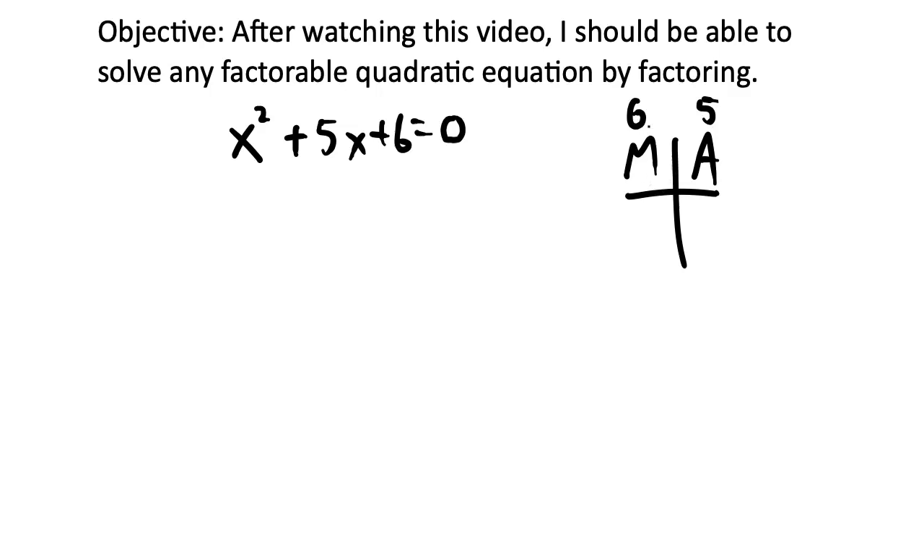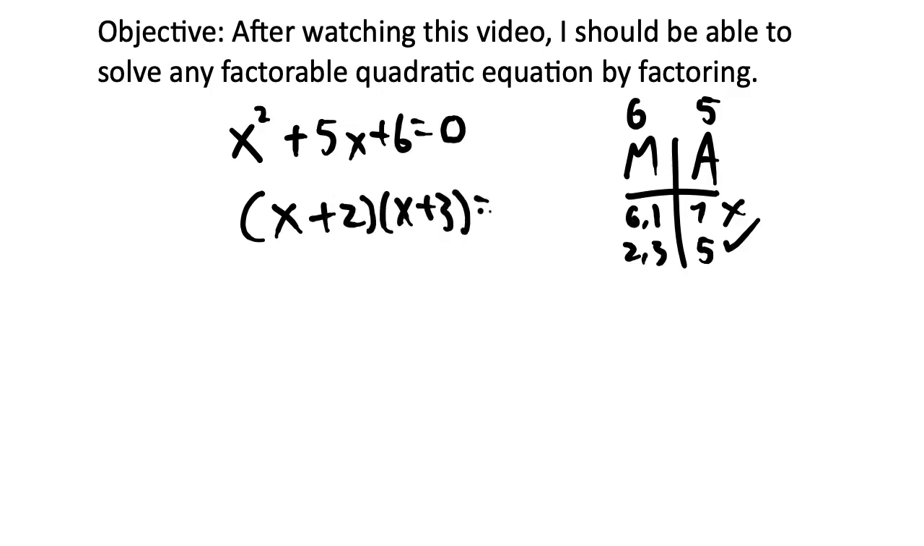If I think about the factors of 6, what things multiply to 6? Well, I've got 6 and 1. If I add those, I get 7. That doesn't work. I also have 2 and 3. If I add those, I get 5. Ding, ding, ding. That's what I want. So you can jump, in this case, right to x plus 2, x plus 3 equals 0.